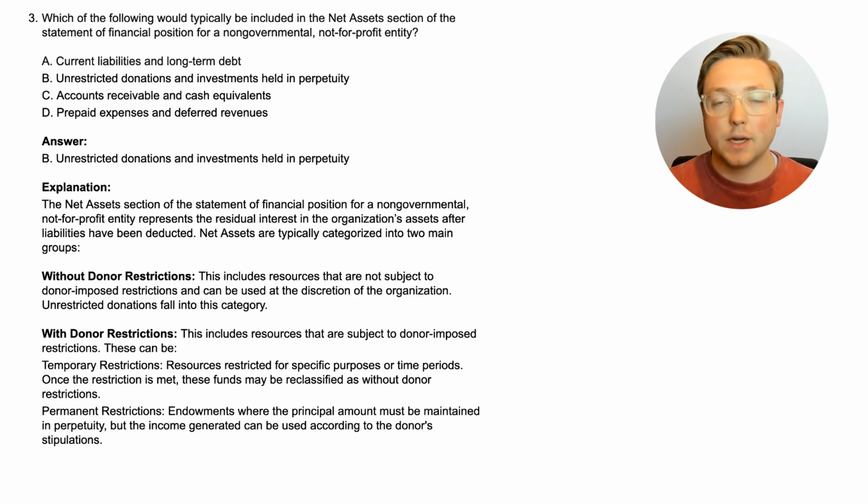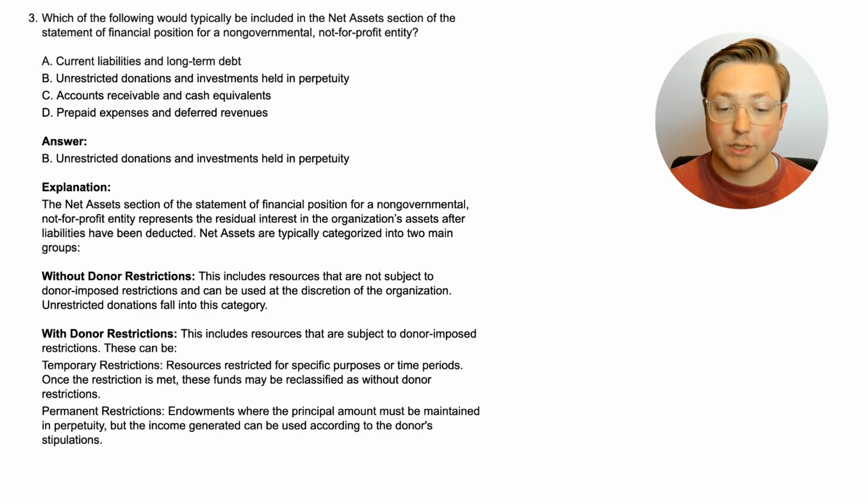So basically, money and things that you can use without it having a restriction, that's part of the without donor restrictions in net assets. And then there's with donor restrictions. This includes resources that are subject to donor-imposed restrictions, and that would include things like temporary restrictions or permanent restrictions. The temporary restrictions are resources restricted for specific purposes or time periods. Once the restriction is met, so once the purpose or the time period is met, these funds may be reclassified as without donor restrictions, because now that they've met that purpose, they can be reclassified.